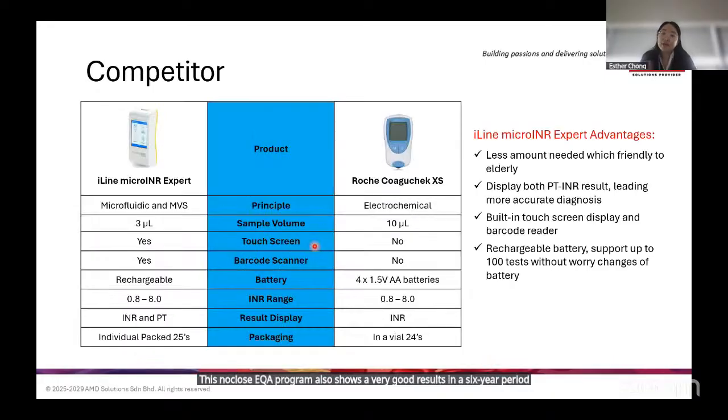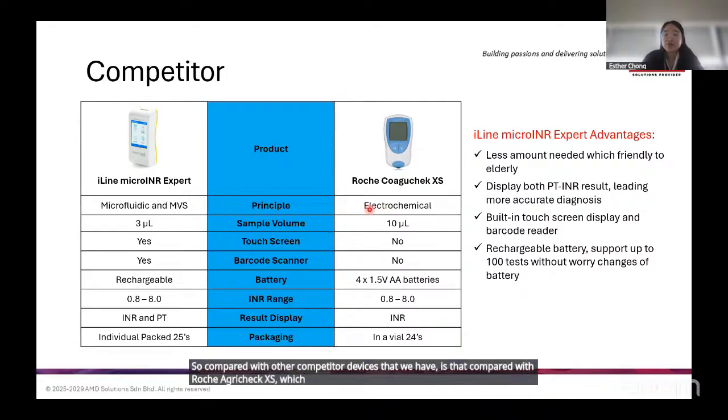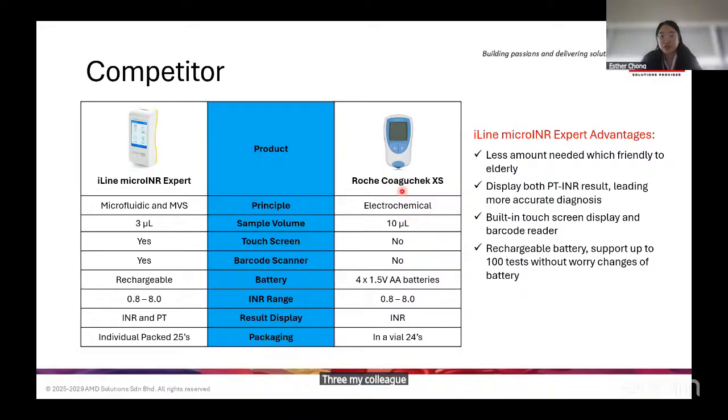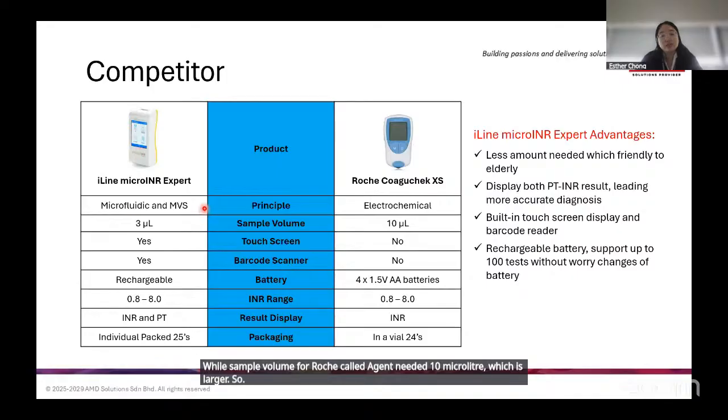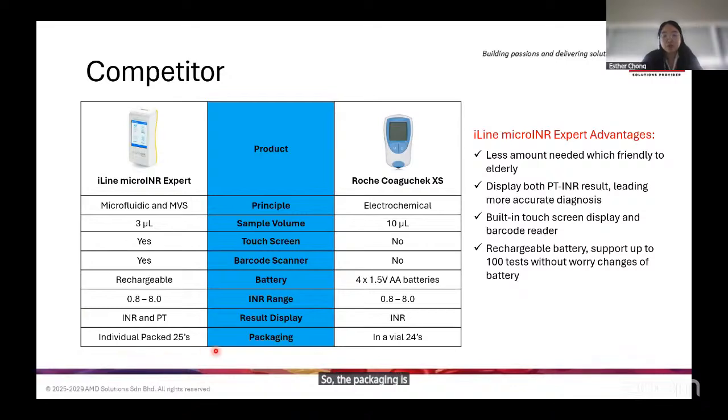Compared with other competitor devices, I compare with the Roche CoaguChek XS, whose principle is different from both meters. The iLine Micro INR uses a 3 microliter sample volume, while the Roche CoaguChek needs 10 microliters, which is larger. The iLine Micro INR system has a touchscreen and a barcode scanner, and the battery is rechargeable. The packaging is individually packed, which reduces the risk of contamination.